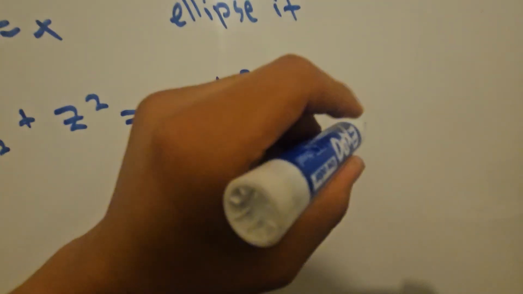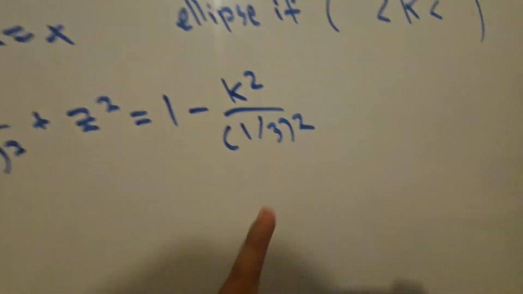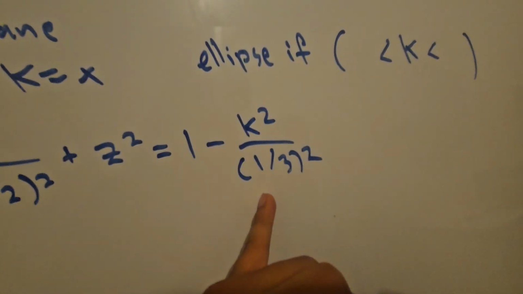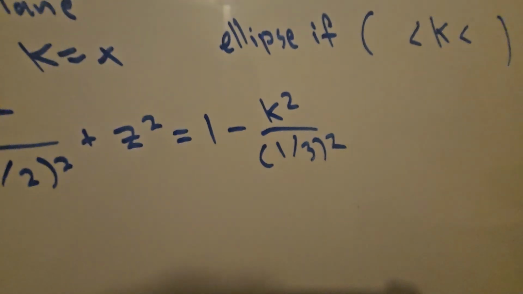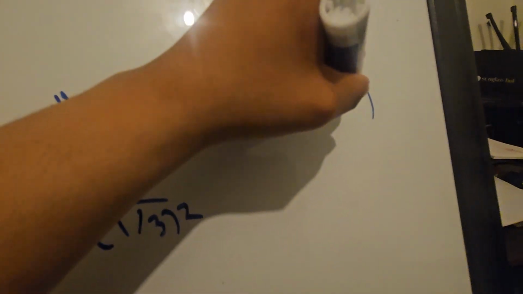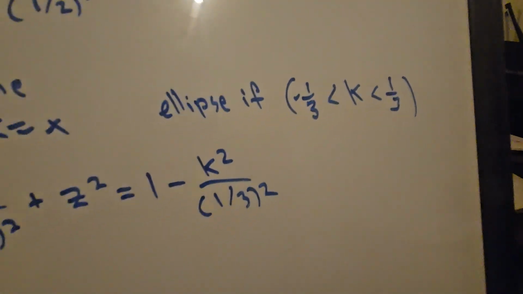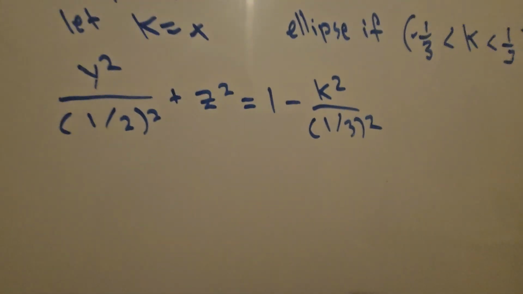if k is between, what's here? The square root of 1/3 raised to the second power, so negative 1/3 and positive 1/3. All right, good with that one. Copy this down and let's do the last one.